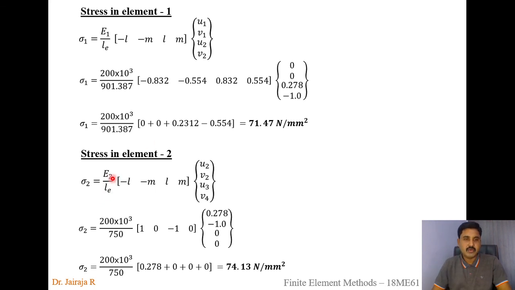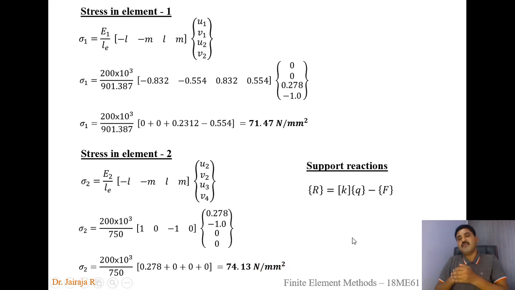Similarly, the stress for the second element can be obtained. Sigma 2 is equal to E2 divided by L2 into minus l, minus m, l, m for element 2. Since element 2 has initial node 2 and final node 3, at node 2 the displacements are u2, v2, and at node 3 u3, v3. Substitute these values and sigma 2 can be obtained. Sigma 2 is equal to 74.13 Newton per mm square.